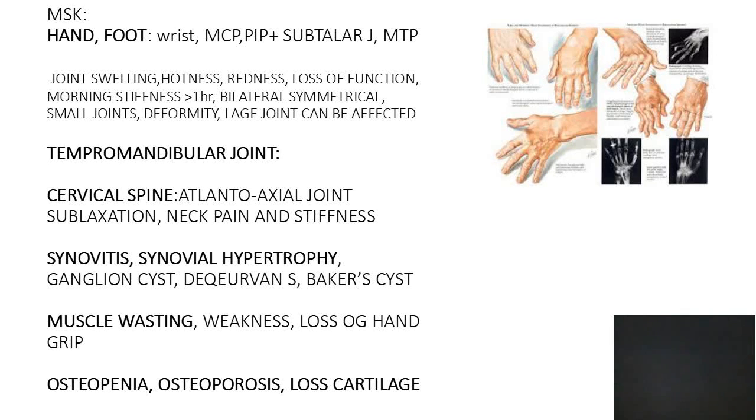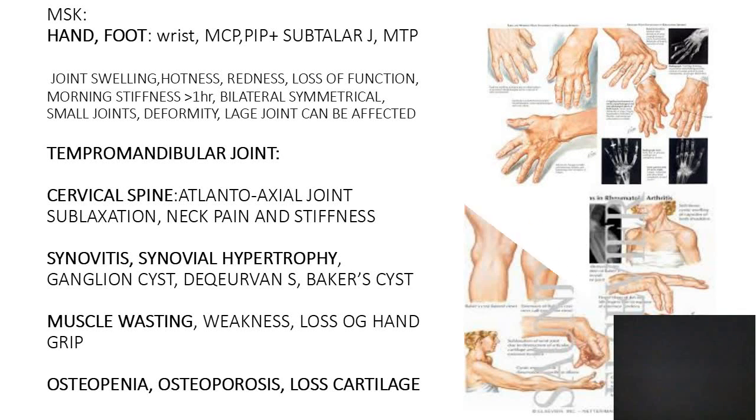The cervical spine is very important. It is a synovial joint. It has the atlantoaxial joint, and neck pain and stiffness, with complications of subluxation that may cause death. Avoid neck extension in the rheumatoid disease patient. Synovitis and synovial hypertrophy is the main problem in the joint, which damages the structures beyond it. Ganglion cyst and Baker cyst are very common.